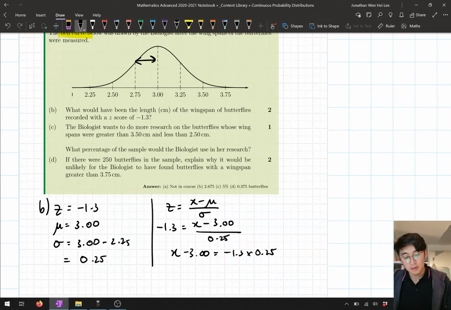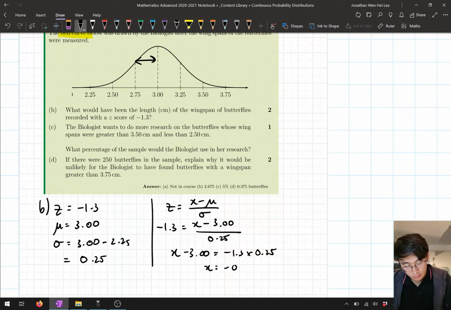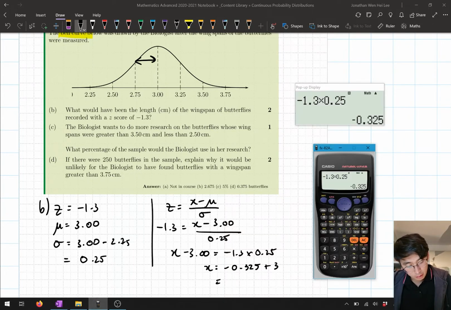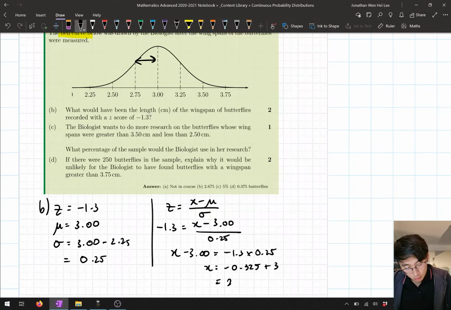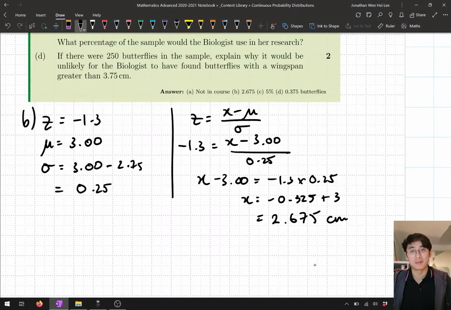And so the final step is just I add that on. So here negative 1.3 times 0.25 gives me negative 0.325. And so x is equal to negative 0.325 plus 3. So add on the 3. I get 2.675. And so that tells me that the original wingspan in centimeters was 2.675 centimeters.